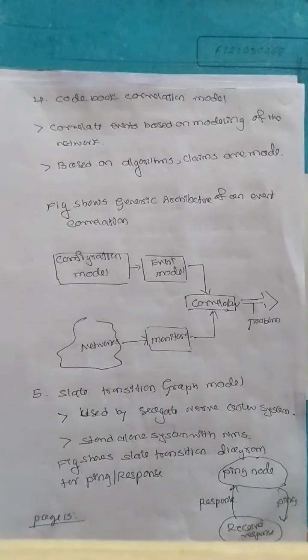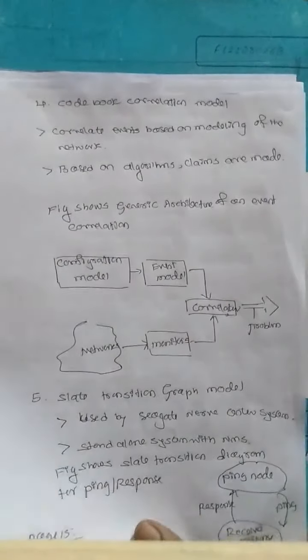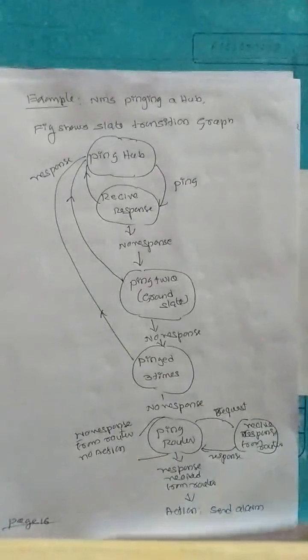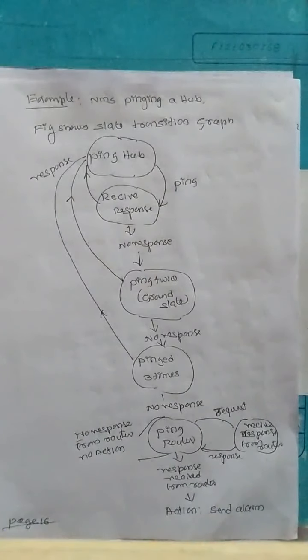The figure shows the state transition diagram for a ping and response, which consists of two important components: one is ping node, and one is receive response. Both try to communicate using ping and response. A simple state diagram with the two states for the ping and response process is shown in the figure. The two states are ping node and receive response.